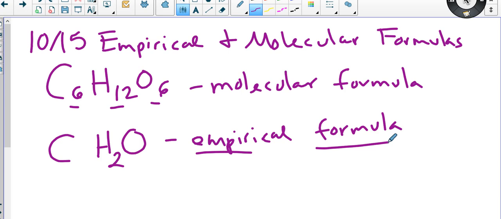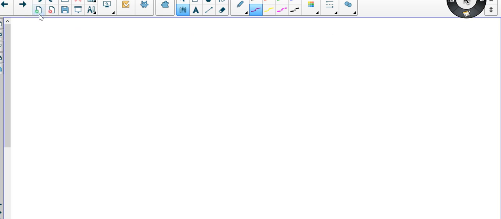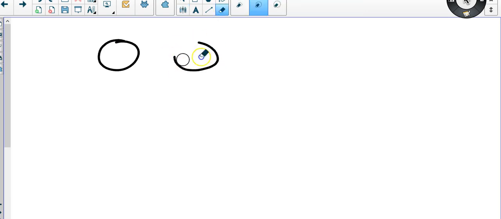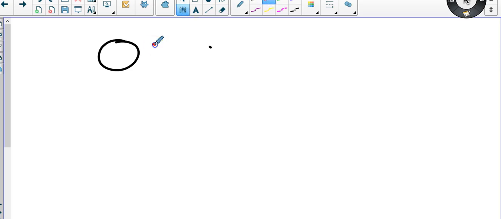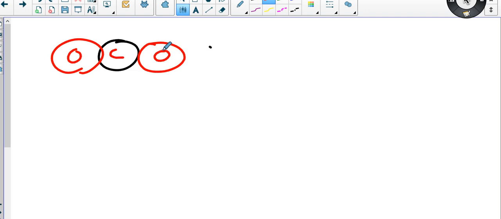Now, sometimes, like if I have carbon dioxide, right? What carbon dioxide looks like, we have this one. It doesn't matter, you don't know the difference, but carbon's supposed to be black. So I have 1 carbon and 2 oxygens. So this is an O and a C and an O. This is what carbon dioxide looks like. That's its molecular formula.